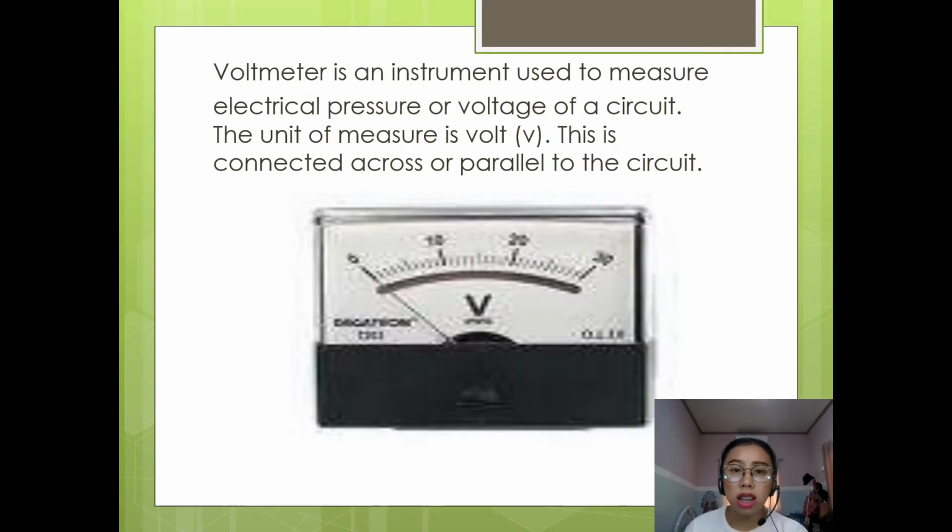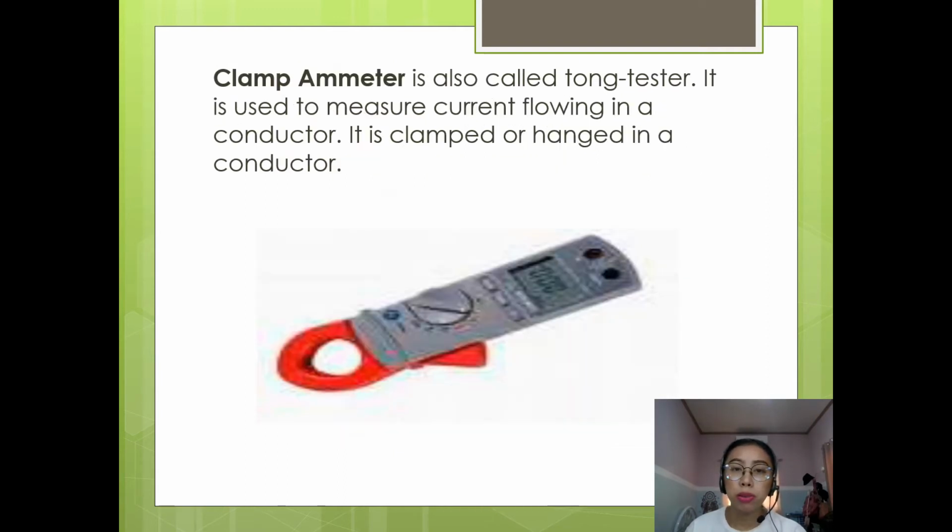Voltmeter. It is an instrument used to measure electrical pressure or voltage of a circuit. The unit of measure is volt. This is connected across, or in parallel, to the circuit. Clamp ammeter. It is also called a tong tester. It is used to measure current flowing in a conductor. It is clamped or hung on a conductor.